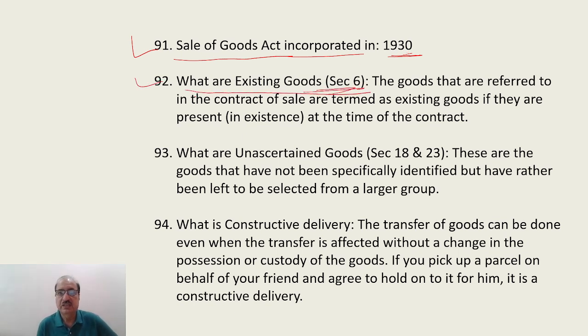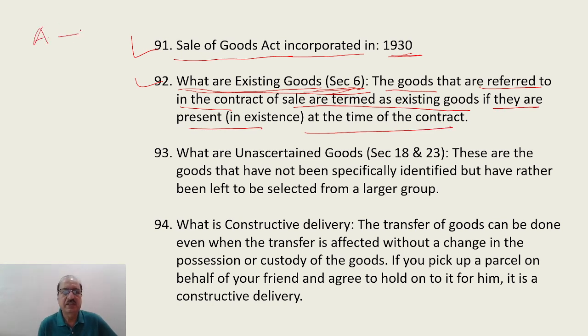Section 60 says there are different types of goods: existing goods, unascertained goods, future goods. So what are existing goods? These are the goods that are referred to in the contract of sale, termed as existing goods if they are present at the time of contract.